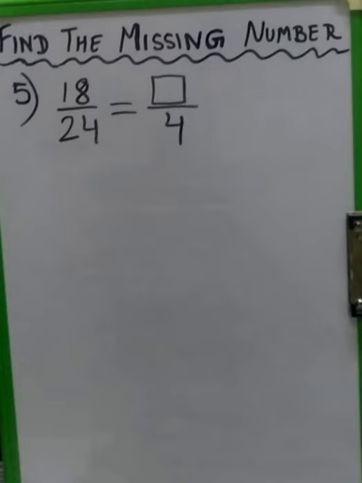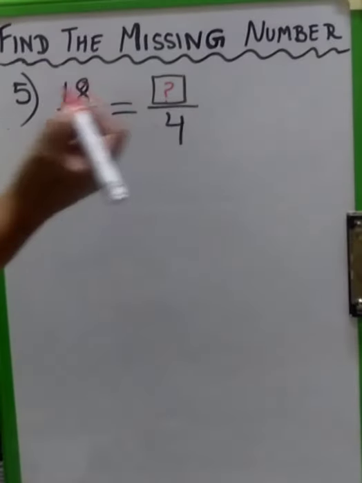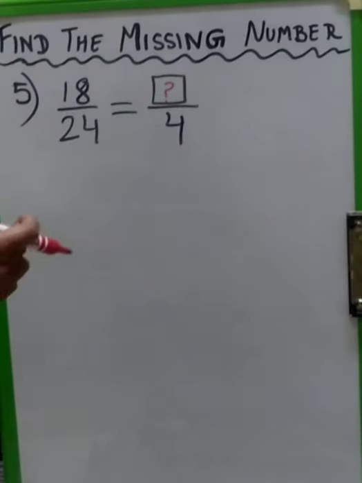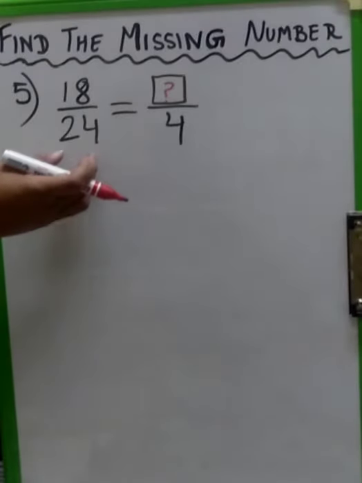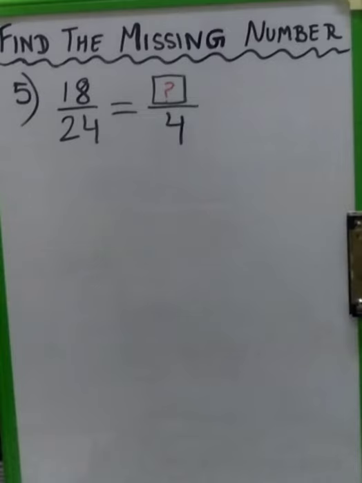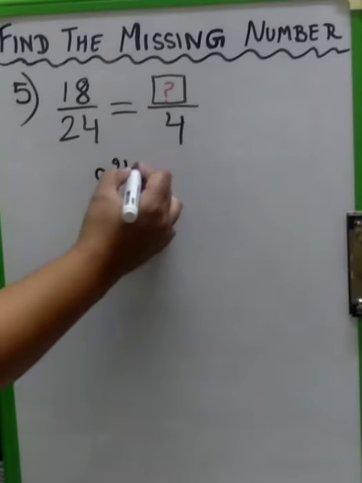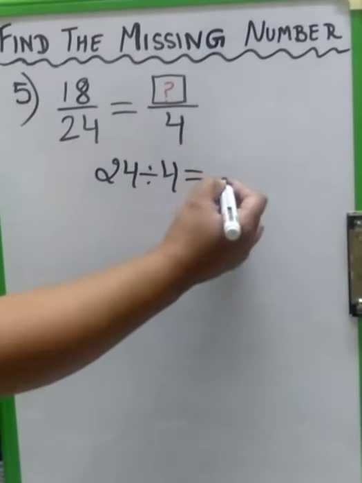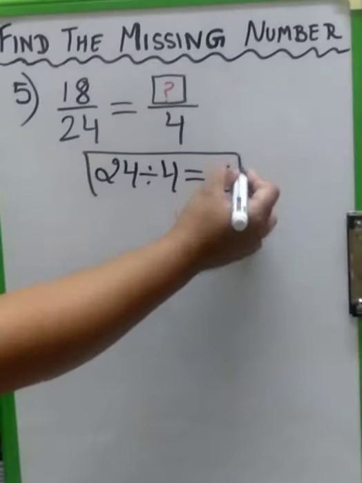So the fourth example now is 18 upon 24 equals blank upon 4. Again here both fractions are equivalent and we need to find out the missing numerator. You can see the fraction we need to find out is smaller than the given one, right? 4 is smaller than 24. How to get 4 from 24? It means you need to divide by some number. So again, how to find out that number? You will divide 24 by 4 and we will get 6.